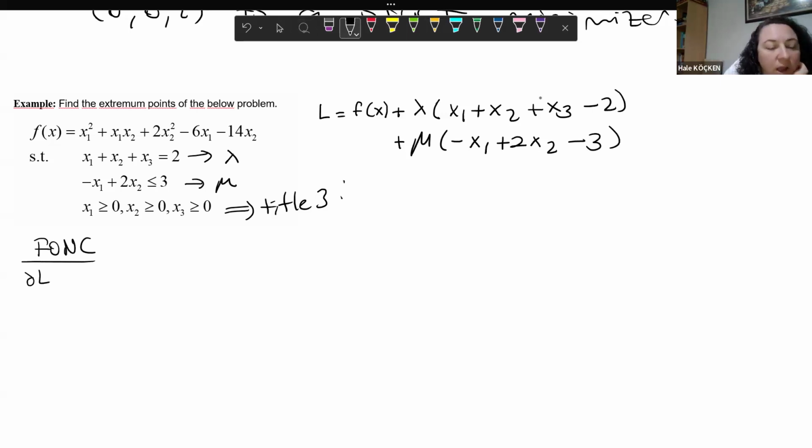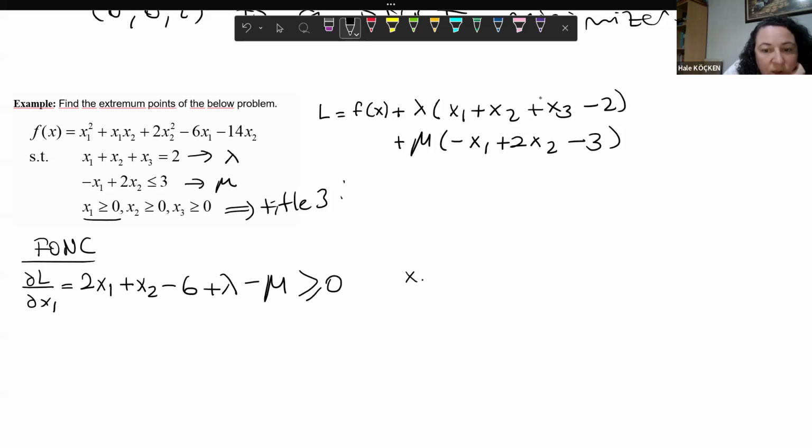I'm writing that dL over dx1 is equal to 2x1 plus x2 minus 6 plus lambda minus mu. Since it's greater than or equal to 0, but x1 times dL over dx1, which is x1 times (2x1 plus x2 minus 6 plus lambda minus mu), is equal to 0.